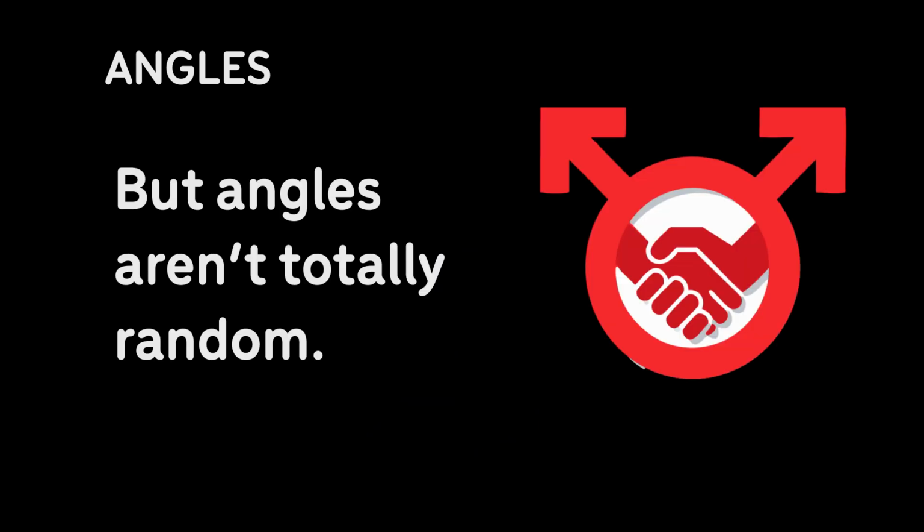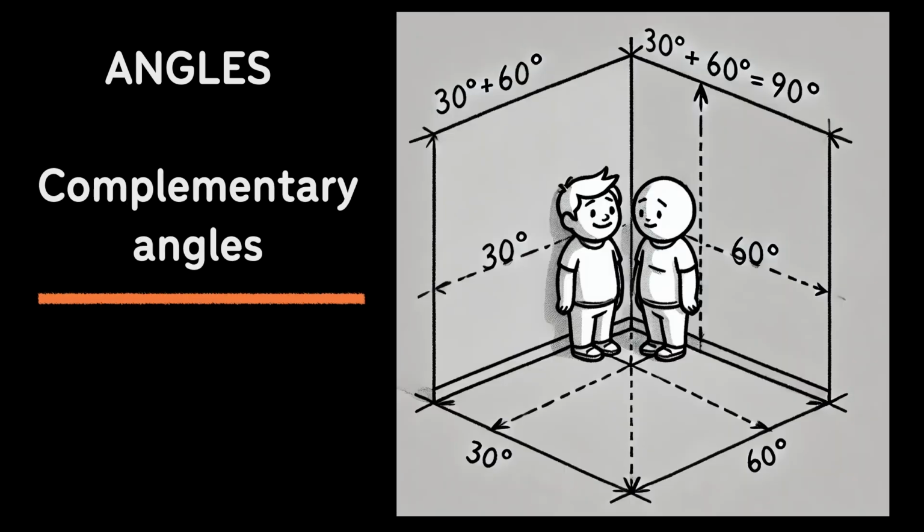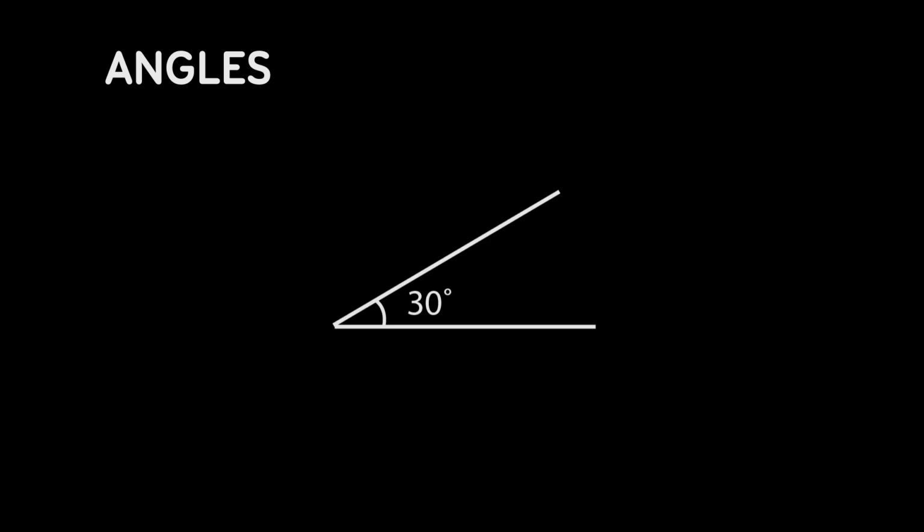But angles aren't totally random. They love to form all sorts of relationships. Complementary angles are like the socially awkward duo hanging out in the corner of a square room because they always add up to 90 degrees. If you've got one angle that's 30 degrees, its complementary angle will be 60 degrees.